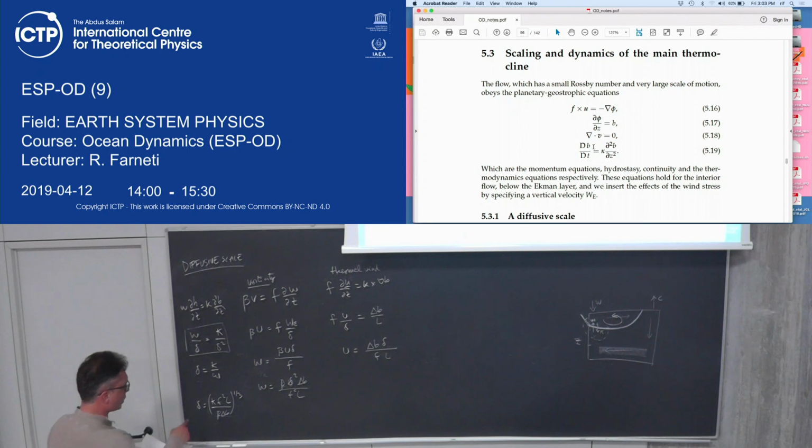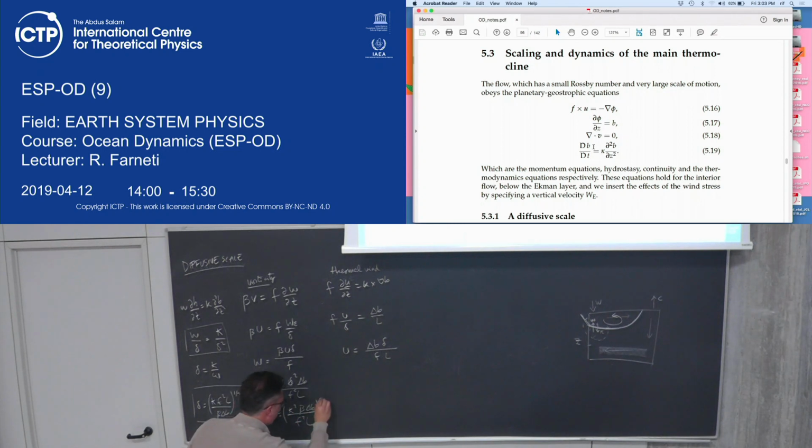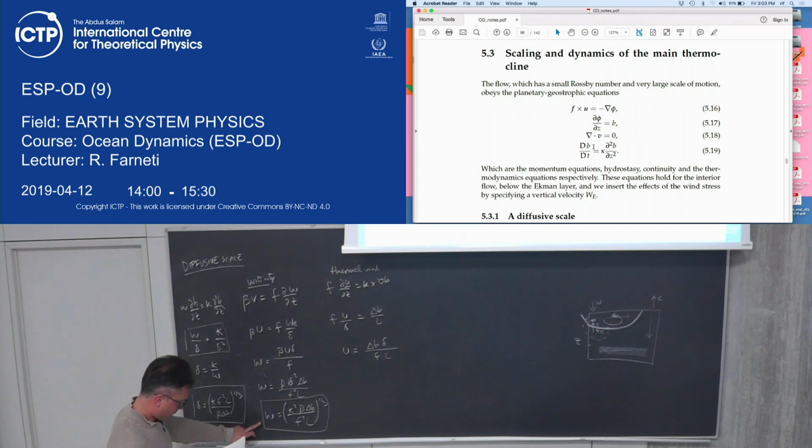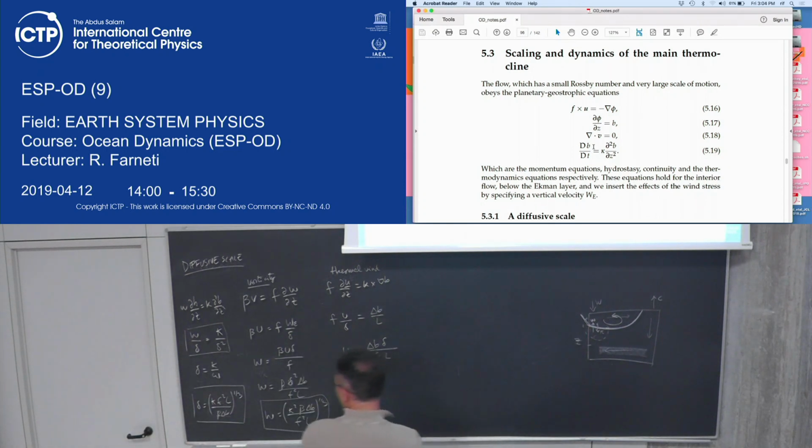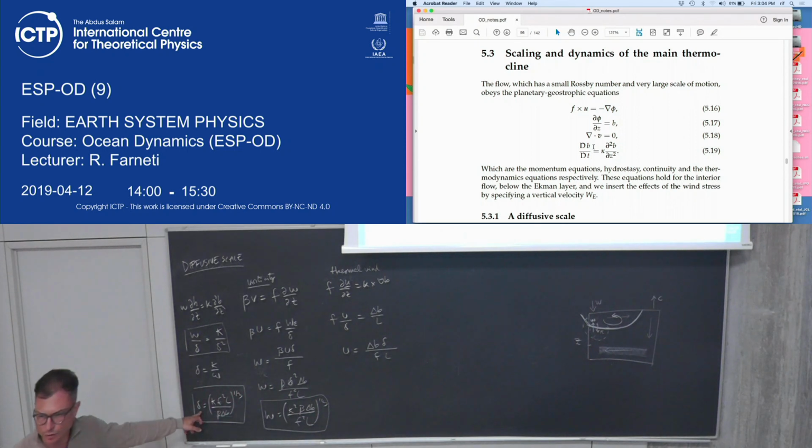And so if you use this delta here, this is my delta and my vertical velocity. After you use this delta, it is going to be kappa squared beta delta B over F squared L to the 1/3. Okay, just rearranging things. So this is my scaling for the vertical velocity, and this is a scaling for the thickness of my diffusive thermocline delta.